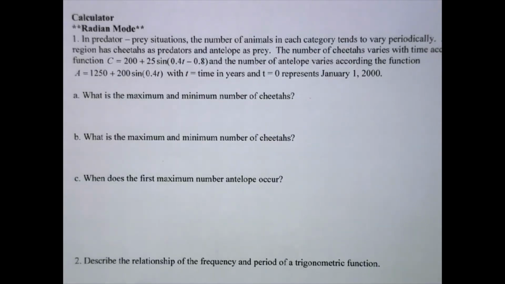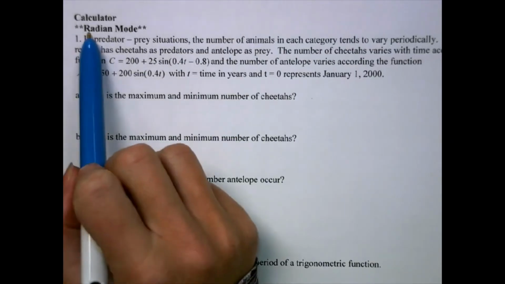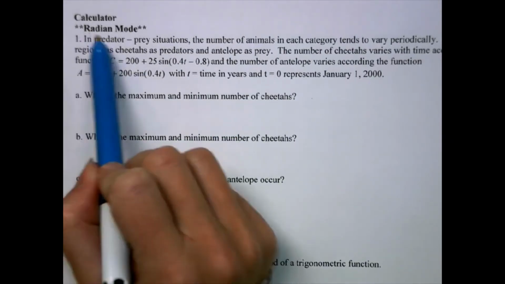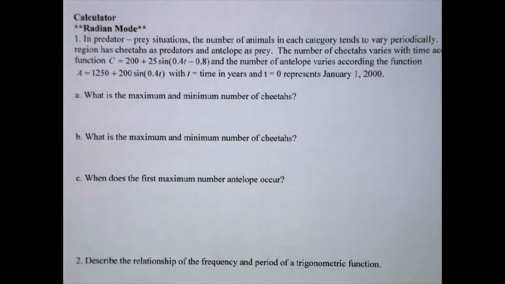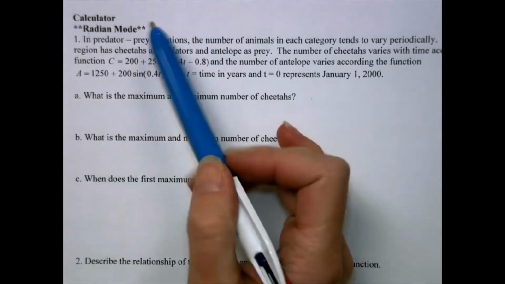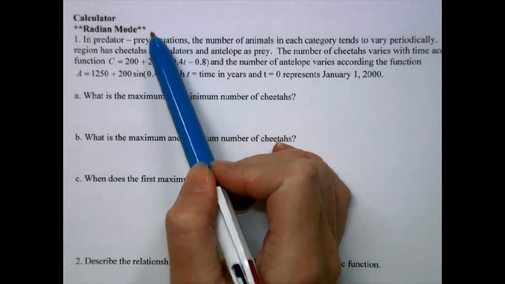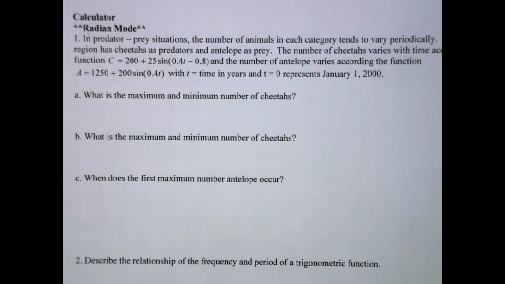In this video, I will go over your pre-calculus Unit 4 review, and this is the calculator portion. So since we're doing trig in calculators, we have to be deliberate about whether we're in radian mode or in degree mode. So for the application questions, which is where we're starting, you want to be in radian mode.